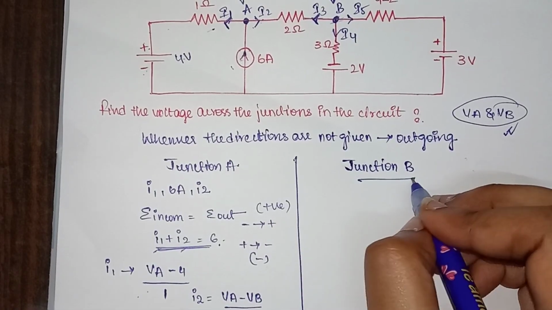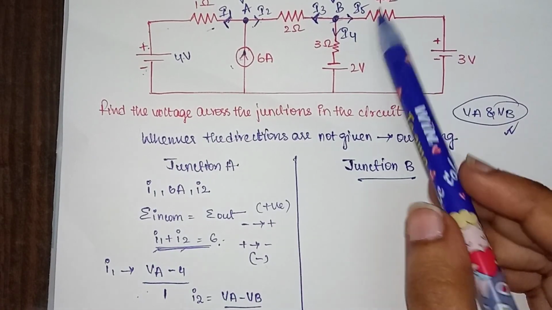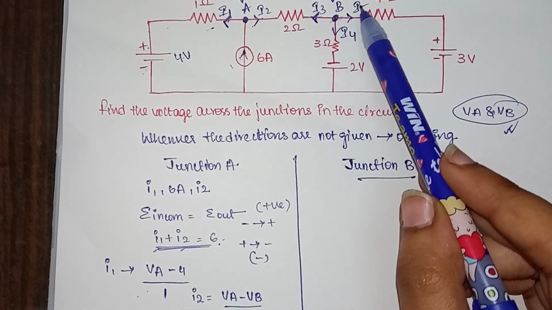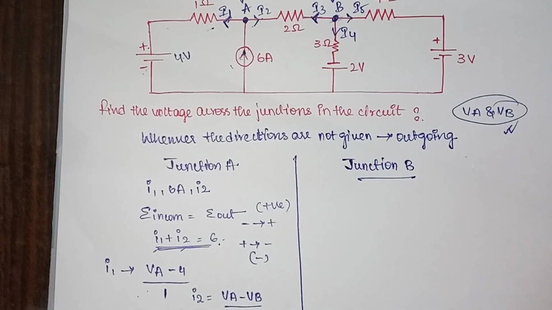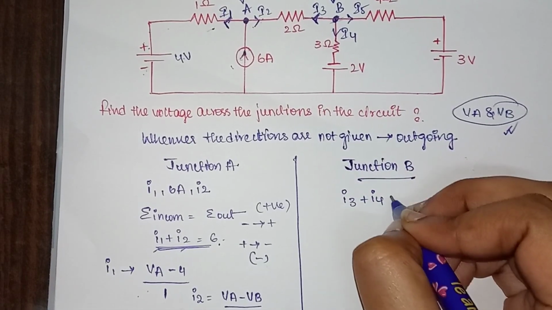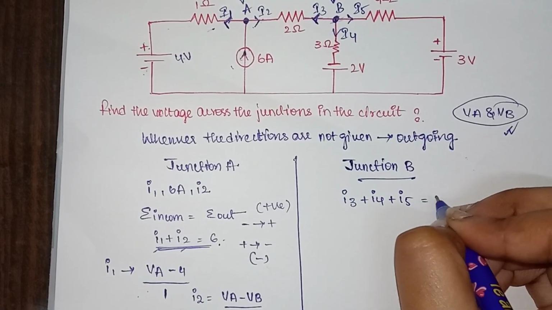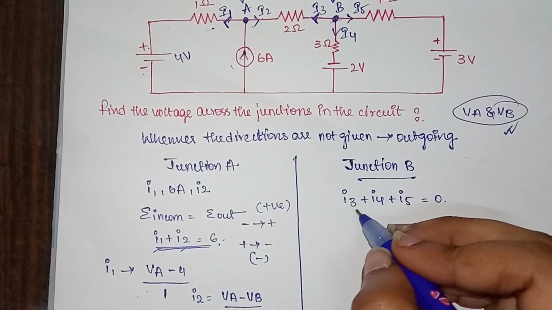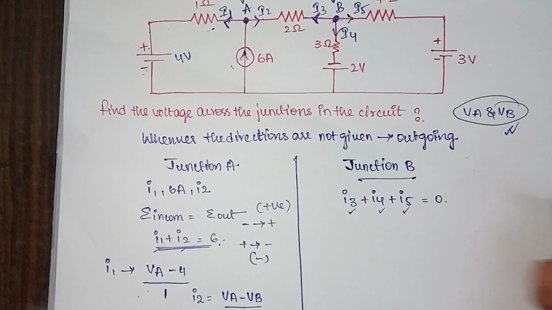Now for junction B. So what is our junction B? We are having I3, I4 and I5. Since all the currents are outgoing, you can write I3 plus I4 plus I5 is equal to 0. Now we need to determine the I3, I4 and I5 values.